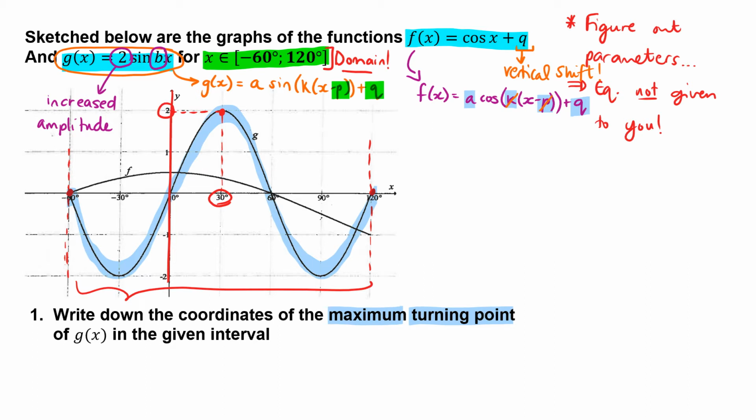So if you wanted the coordinates of that turning point, or the maximum point, you could say it as the maximum would have an x-coordinate of 30 degrees and a y-coordinate of 2. Remember, we only measure along the x-axis in degrees, not the y-axis as well.